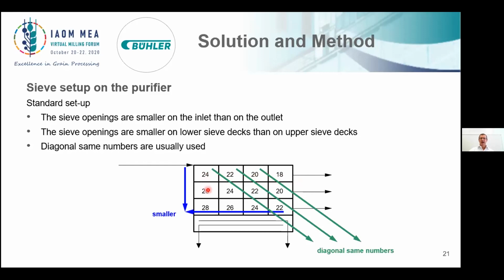The same goes down. It will be the next, also the same structure. So we can say the sieve openings are wider at the beginning and smaller at the end, and down we are getting finer. So we always have a next chance for the product to go through.